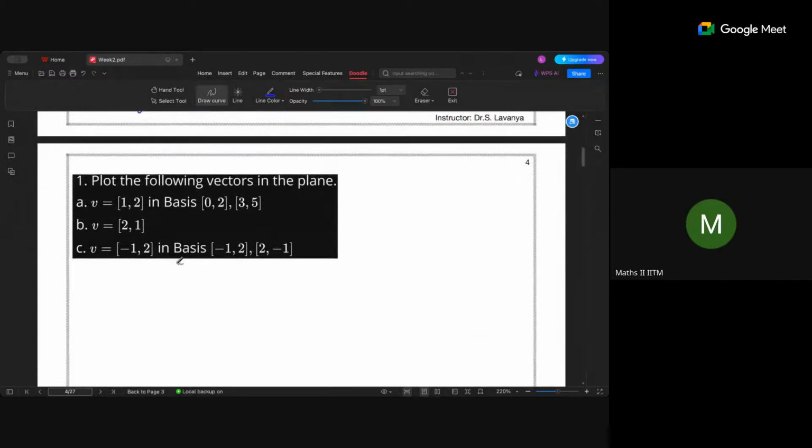Now here is some other thing. v is equal to 1 comma 2 in the basis (0,2), (3,5). It means v is some vector x comma y, and it is equal to 1 times (0,2) plus 2 times (3,5). So what is actually v then? 6 comma 12.